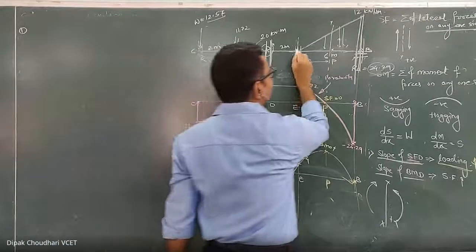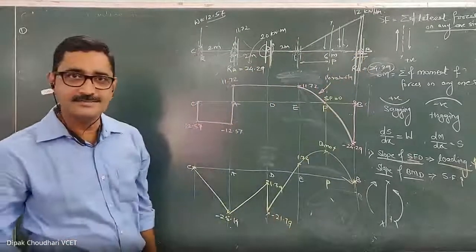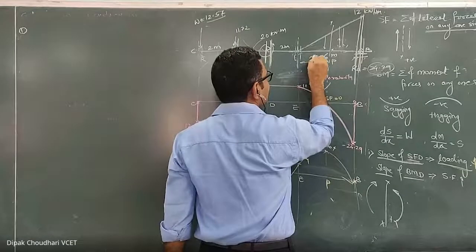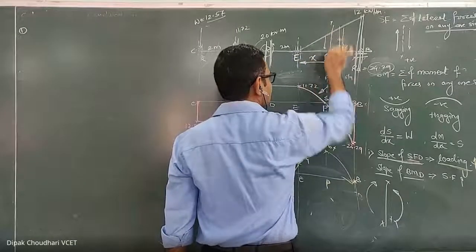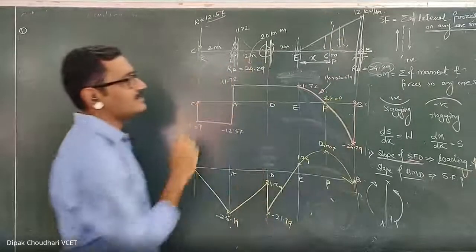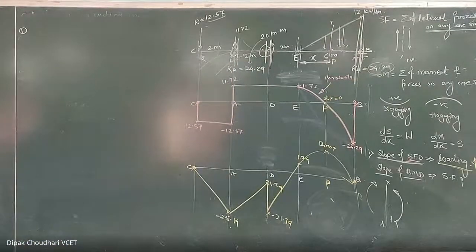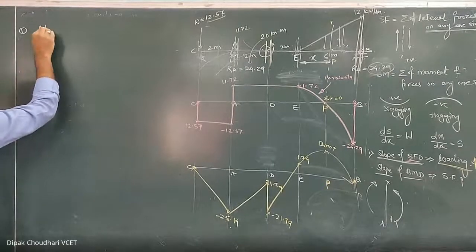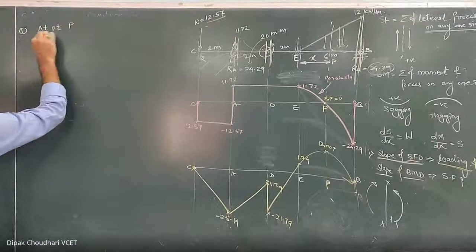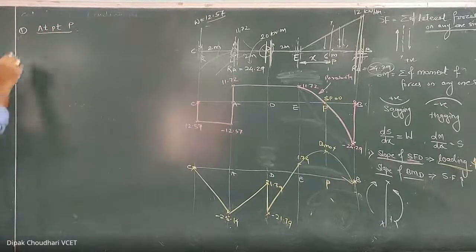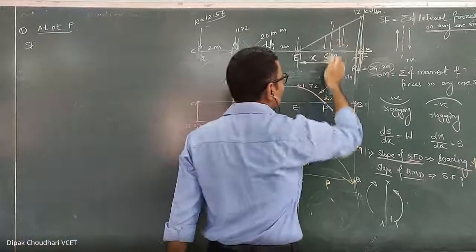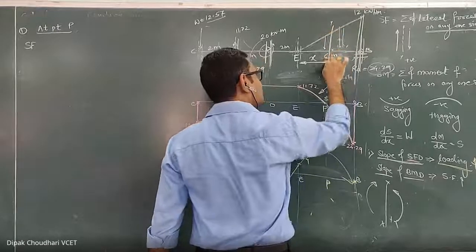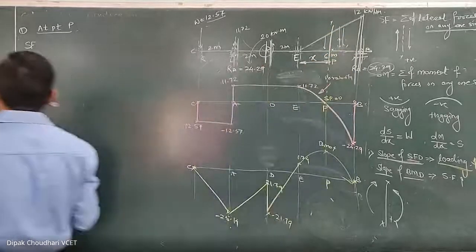Now this point lies in between E and B, isn't it? Let this point P be at a distance of x from E. I'm considering this distance is x, where the shear force is 0 and the bending moment is maximum. Now, at point P, I'm going to write down the equation of shear force. At this section XX, which is at a distance of x, I'm going to write down the equation of shear force.